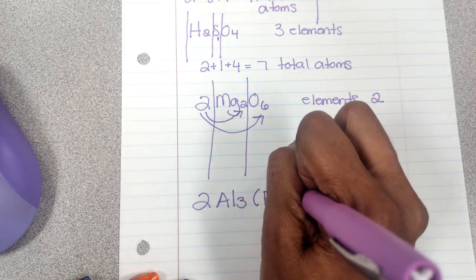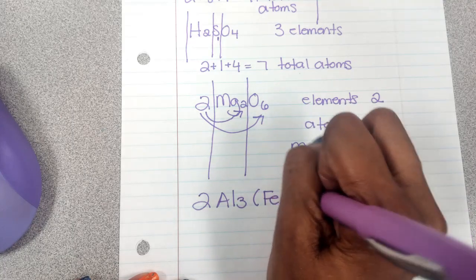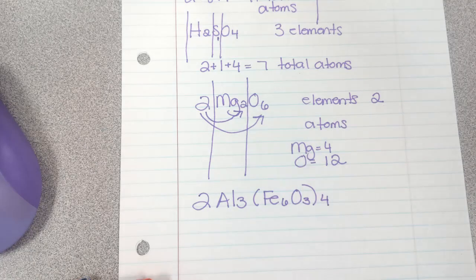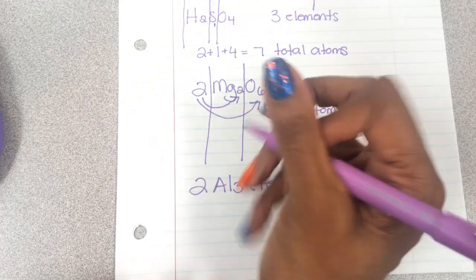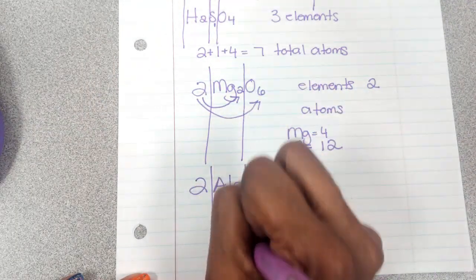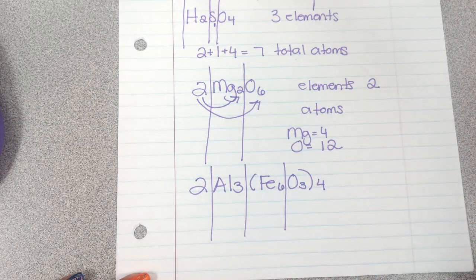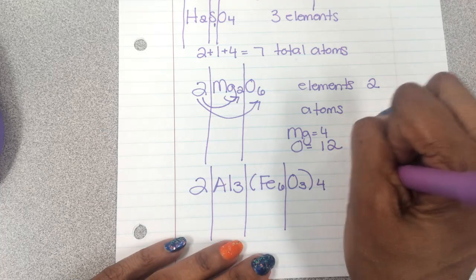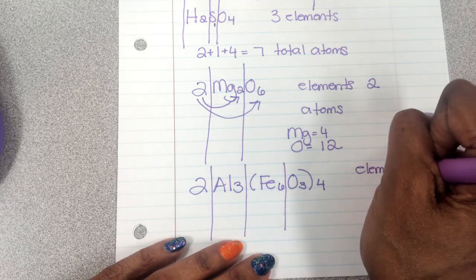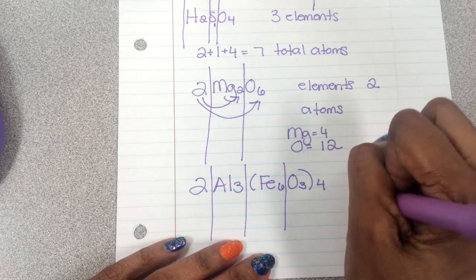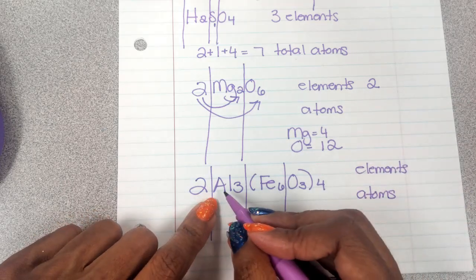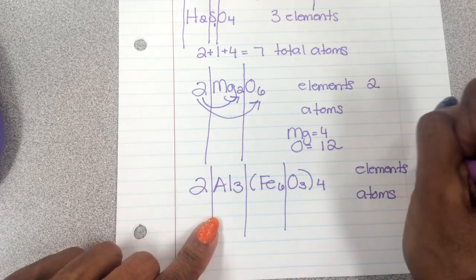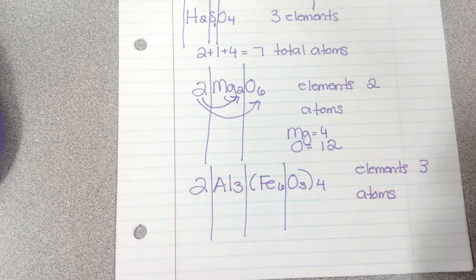Okay, this is probably the most difficult one you'll see. First thing I do is draw my lines in front of my capital letters. So for my number of elements, I count my capital letters, and then we're going to do total number of atoms. All right, so capital letters, I have 1, 2, 3. So I have 3 elements: aluminum, iron, and oxygen.